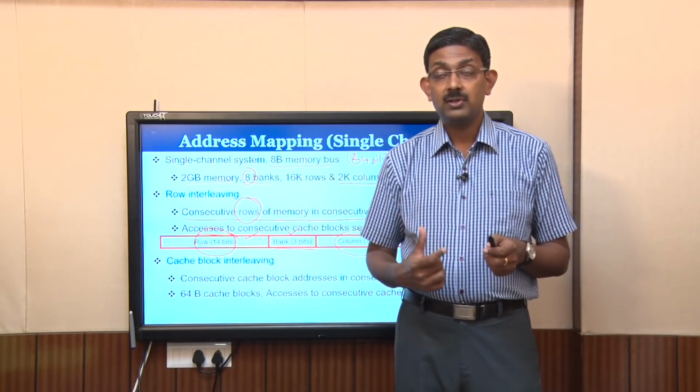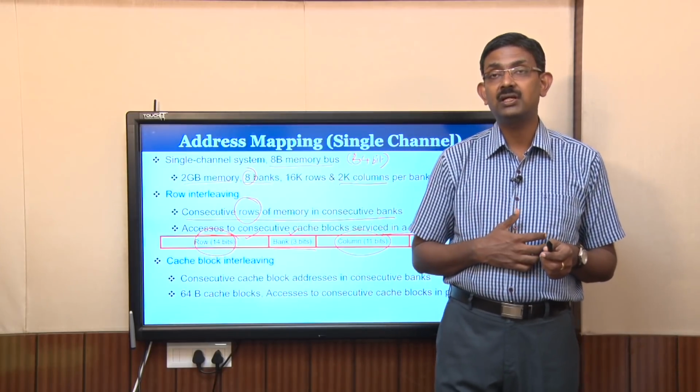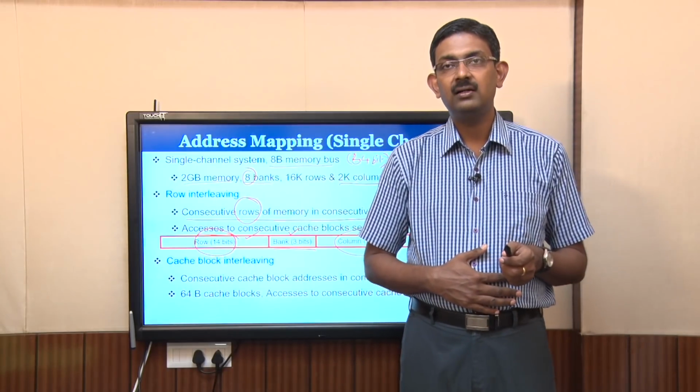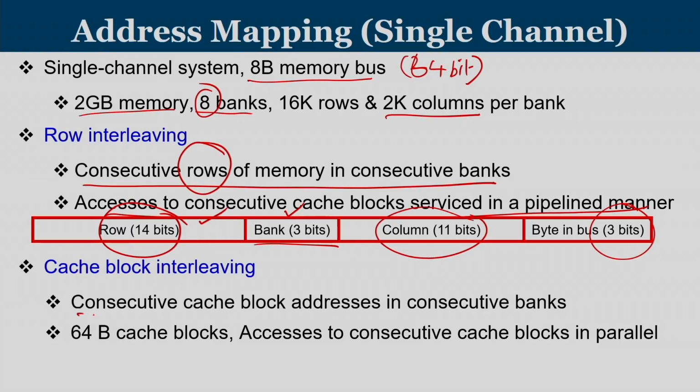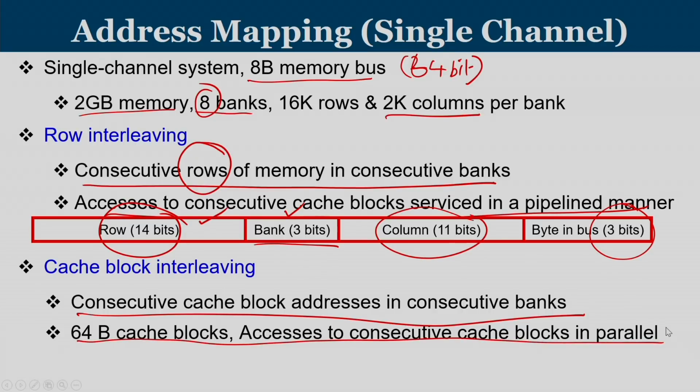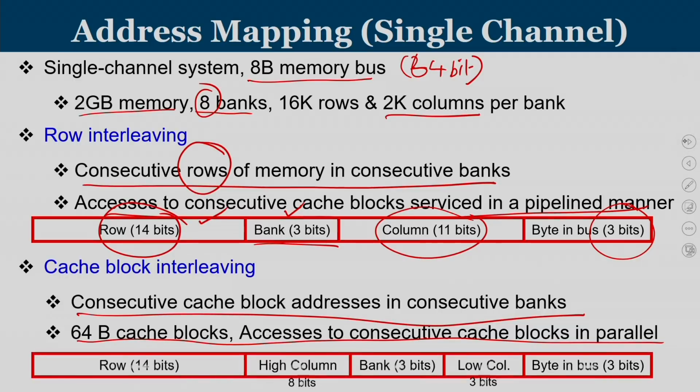So can I keep the adjacent cache block data in adjacent banks? So consecutive cache block addresses are stored in consecutive banks. Let's say you have a 64-byte cache block. Access to consecutive cache blocks should be done in parallel. So this is the way it has been done. So when you have cache block interleaving, you will still use the last 3 bits to select the byte in the bus because you are having an 8-byte memory bus.